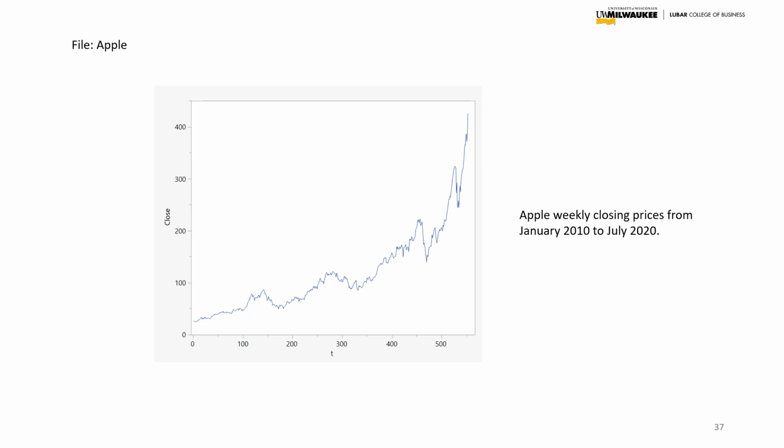Let us turn to another example. Let's look at Apple weekly closing prices over the period of January 2010 to July 2020. Now we can clearly see the meandering behavior again. This one is going up. Is that suggestive of a random walk with drift, or is this a random walk without drift, implying that it could equally start going down? Let's investigate that question.